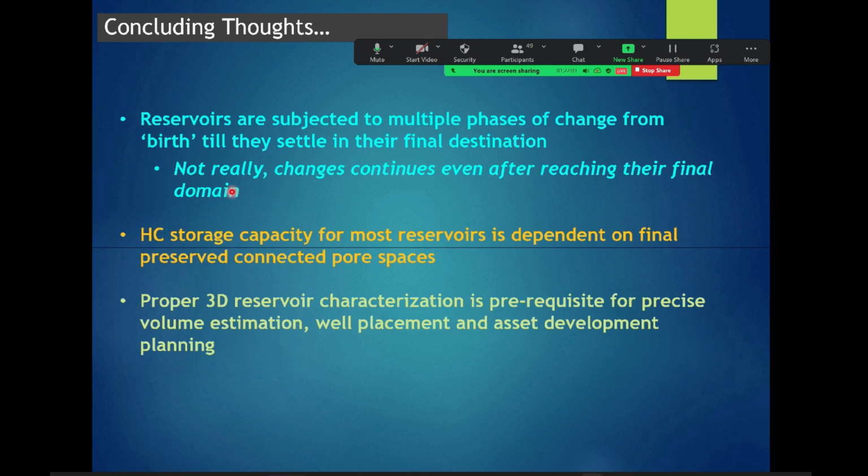And I said, not really. The changes don't even stop there. The changes continue even after the reservoir has been laid in its final deposition, in the final environment. Why? Because like you saw, there could be plate movements, there could be compression, there could be space issues that will cause the reservoir to either get folded or squeezed or stretched in the case of extensional movements.